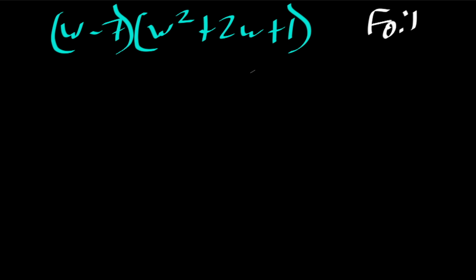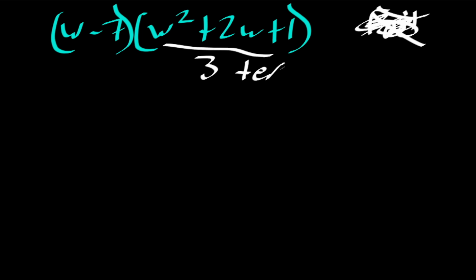Because if I try to use FOIL, it basically doesn't account for this being 3 terms. This is a trinomial, so FOILing is just out of our ballpark right now. It's not going to work. So what we're going to do is say, okay, this is 3 terms, and this is 2 terms.